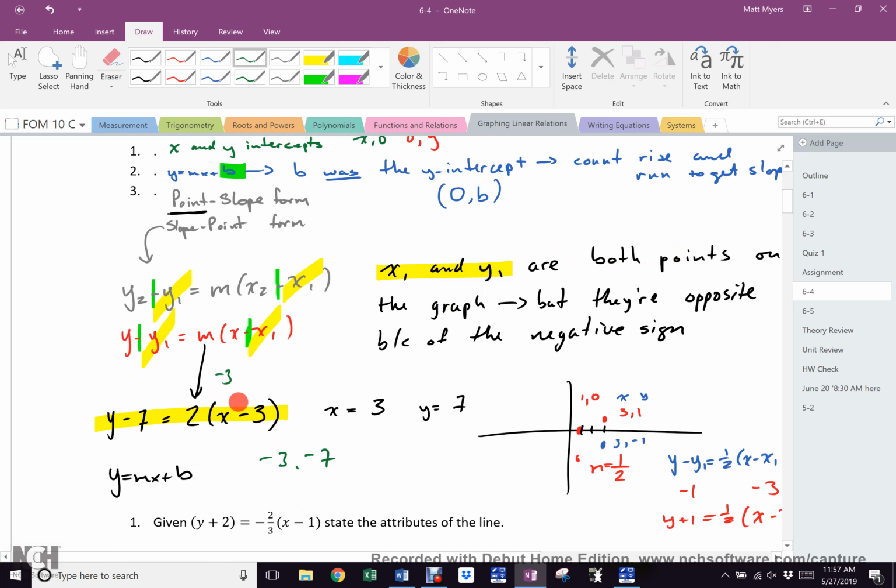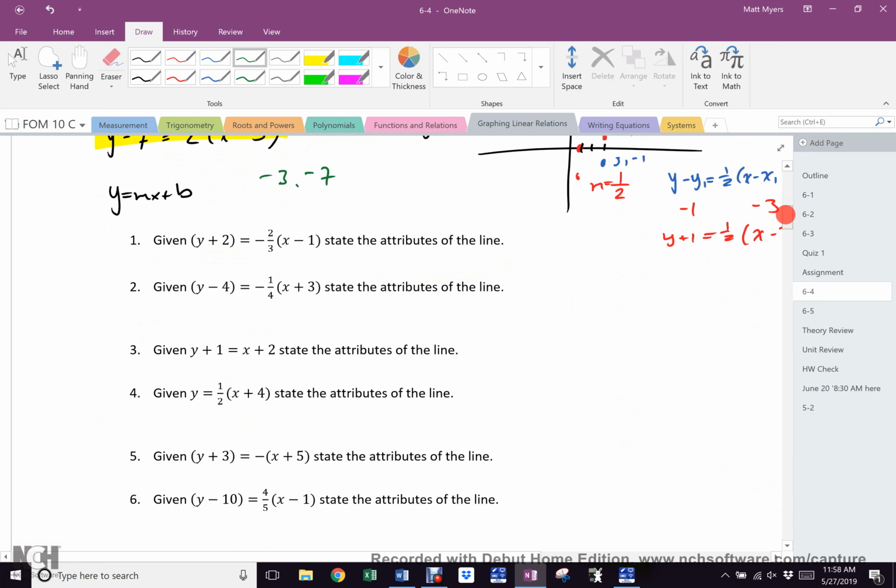What's -3 minus 3? No. -6. What's -6 times 2? -12. This is a y value, right? There's a y. If I put -7 there, what's -7 minus 7? -14. Does -14 equal -12? No. So that is why you have to be careful. You have to remember that it's opposite. Everybody good?